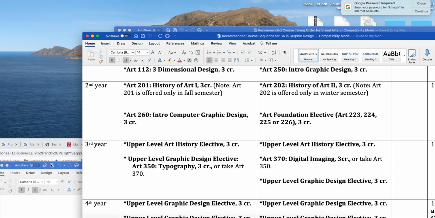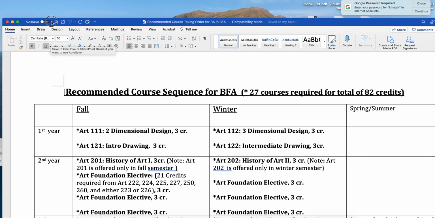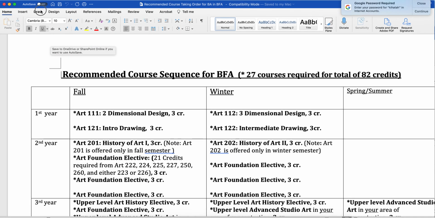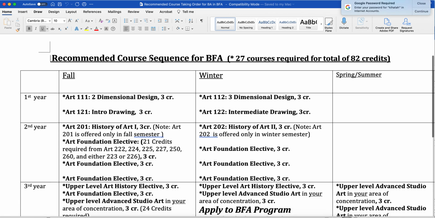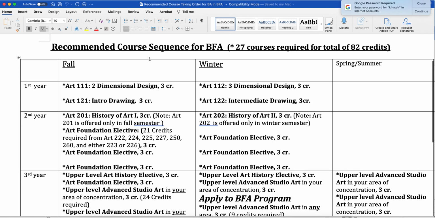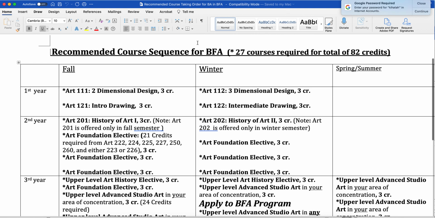BFA is very different from all three, and as I explained in the earlier video, Bachelor of Fine Art is the name of the degree. And you have a major called photography, printmaking, ceramics, sculpture, and graphic design. Okay, painting, drawing. And then you get to pick your concentration. You get to pick majors.